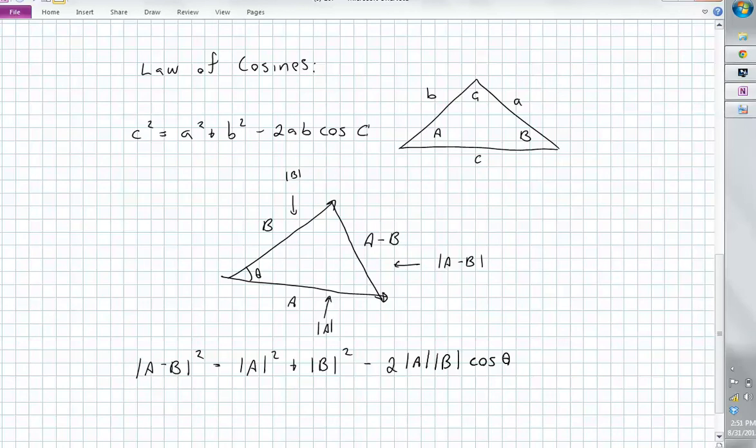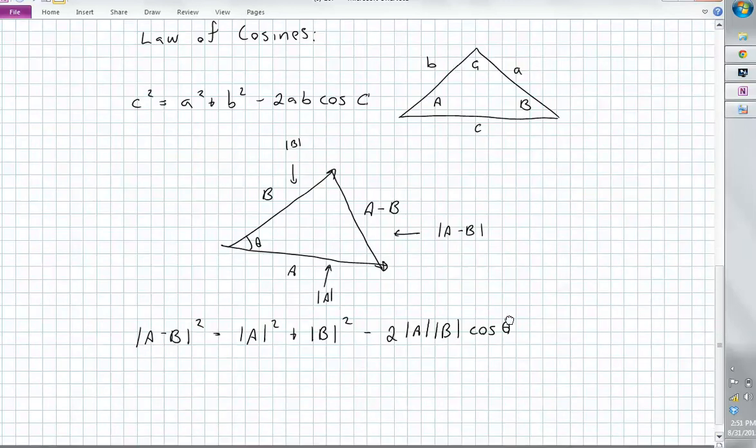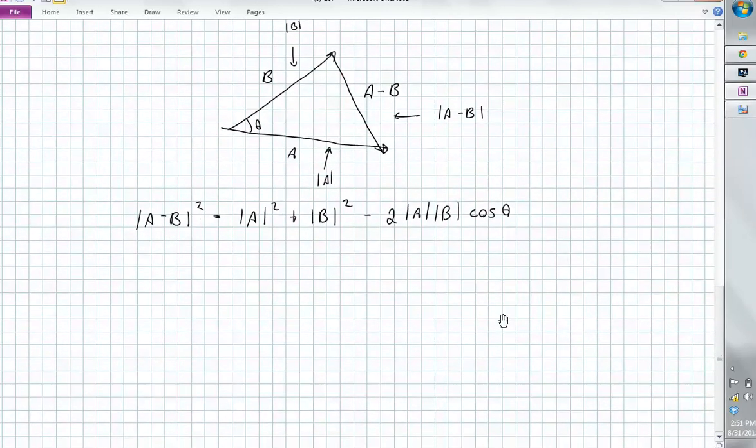So if I've made my substitutions correctly, that should be the expression. That's the law of cosines applied to this vector-based triangle. All right, let's play around with this a little bit.